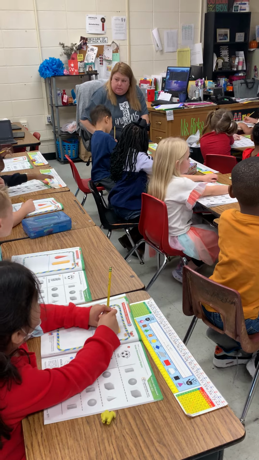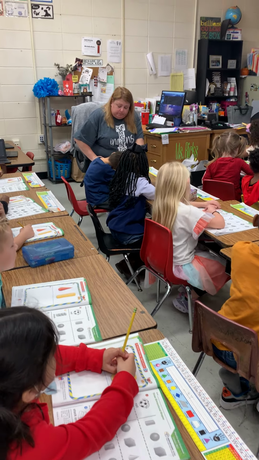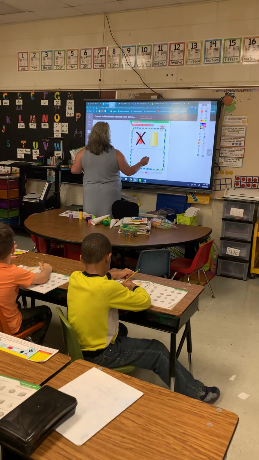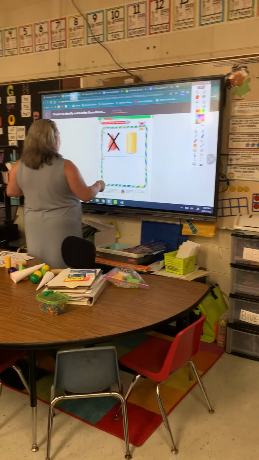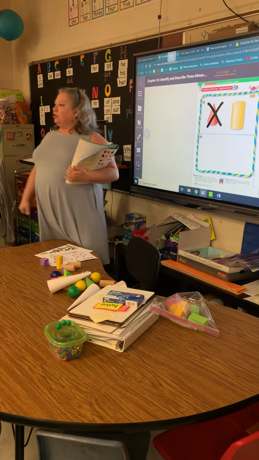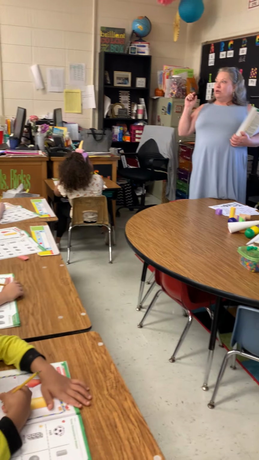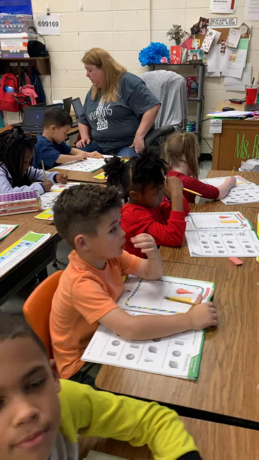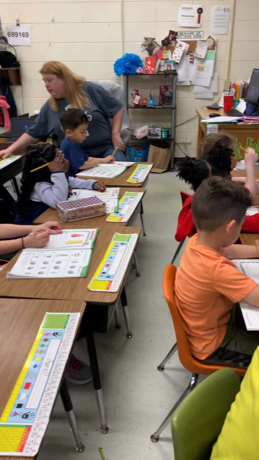Can I do the line in the middle so I know which ones don't stack and which ones stack? No, what you're going to do here is you're just going to draw a picture of a real world object that rolls but will not stack. So we're just drawing one picture. What is something in the real world that rolls but will not stack that you might see at your house or the farm?